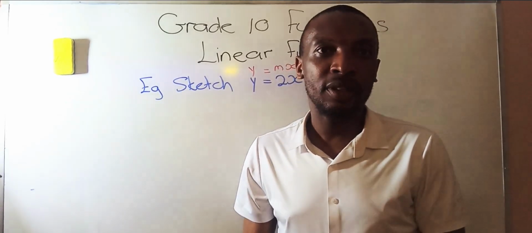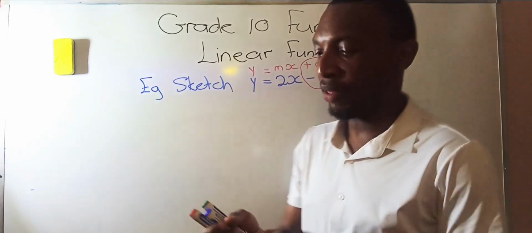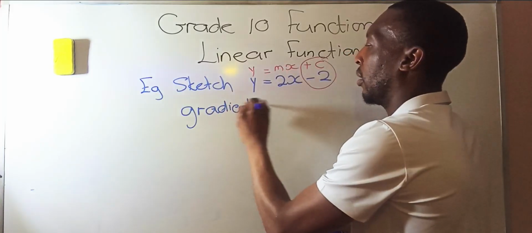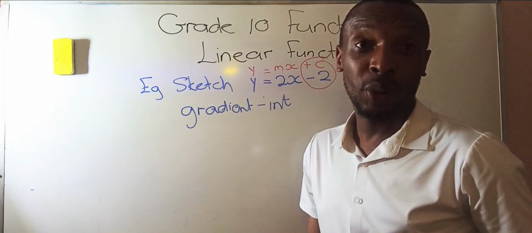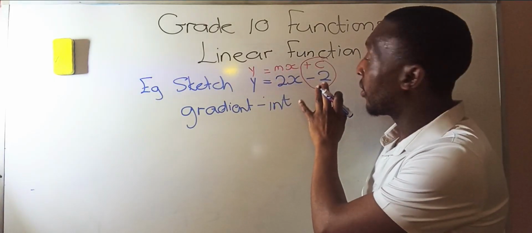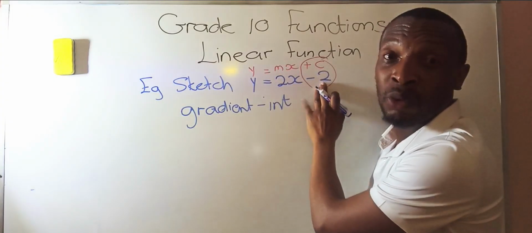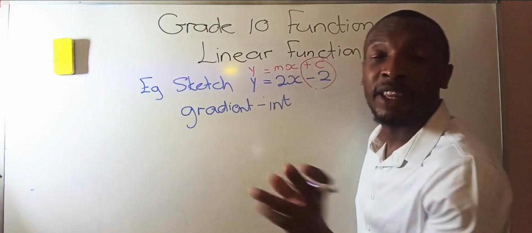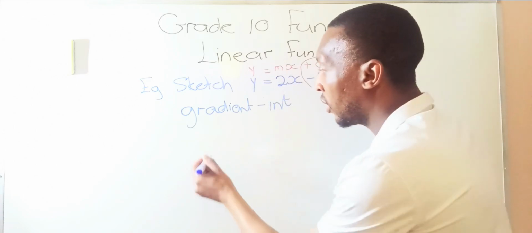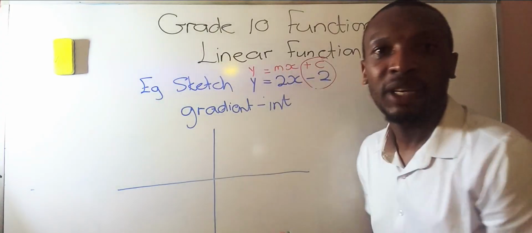So the second method of sketching a straight line is what we call the gradient intercept method, which is actually quicker. So what do we do? We look at the y-intercept, and where do we get it? We get it from our equation, and then we apply that rise over run method. So this is quick. There aren't many calculations involved.